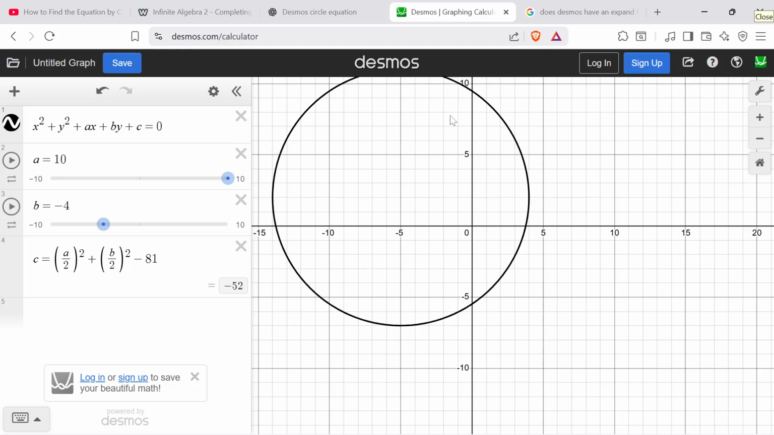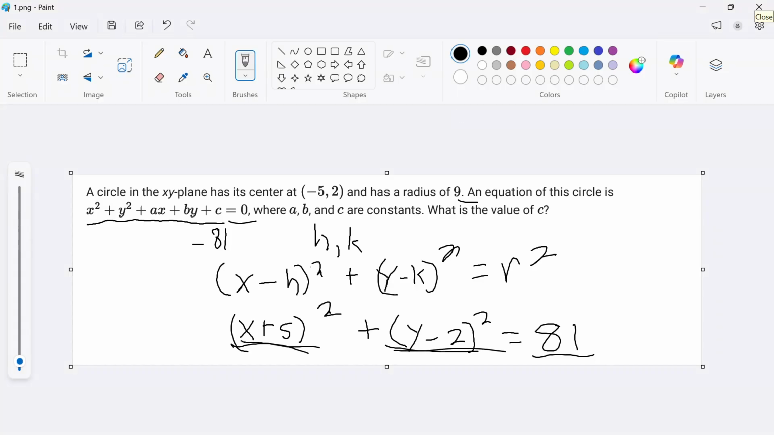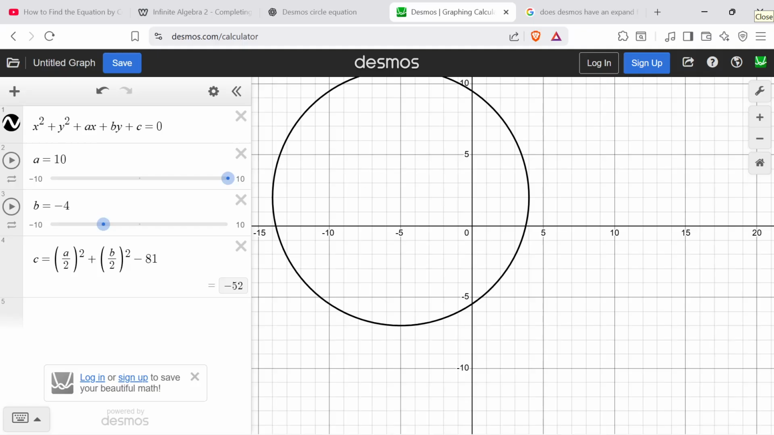So that's a quick way to do it. If you understand how to complete the square, you can just type it into Desmos very quickly and have it do it for you instead of expanding these two perfect squares and then subtracting 81 from both sides. That way is pretty quick, but you can also do it on Desmos.